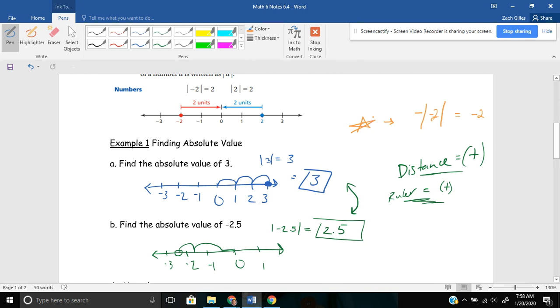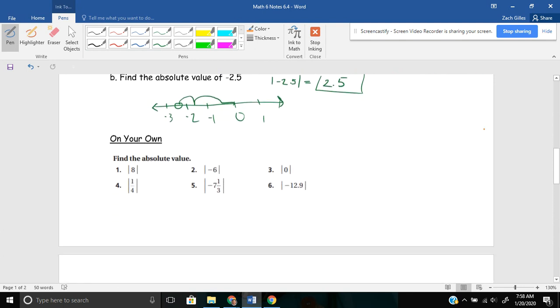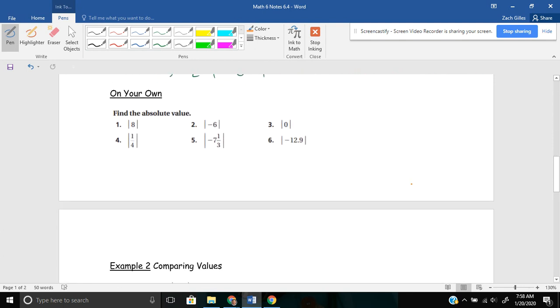This is the one case: if that negative sign is written outside of your absolute value sign, then you can have a negative answer. That's about the only time that you'll see where absolute value has a negative result. All right, go ahead and pause this video now to try 1 through 6 on your own.